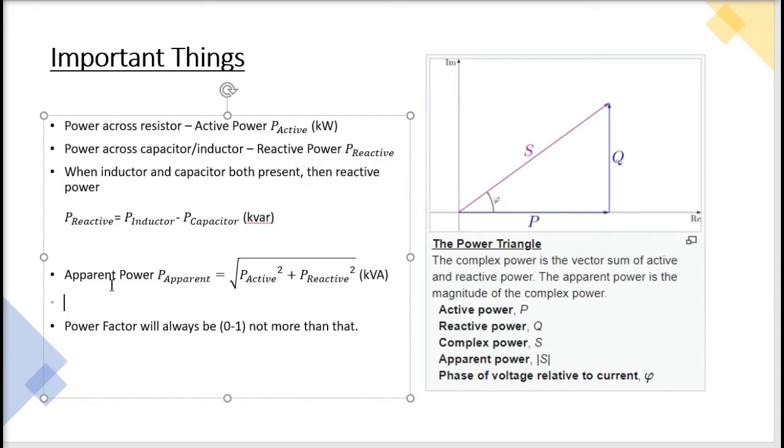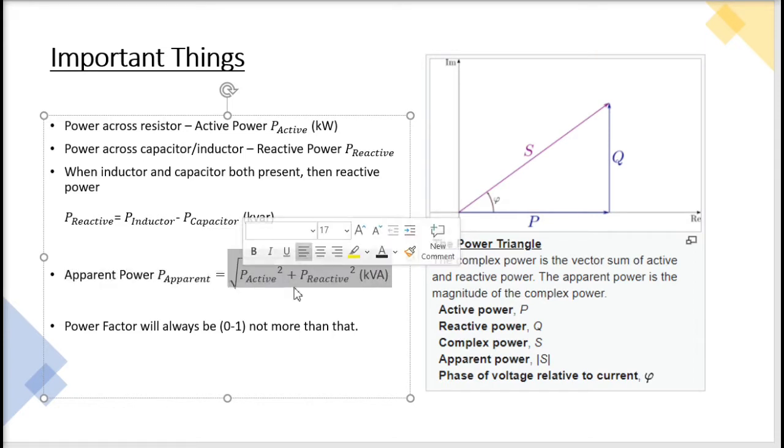So then the apparent power, this is how you have to find the apparent power. This is very important because when you have the inductor and the capacitor, or when you just have the capacitor, or the inductor, whatever. So when you have a resistor and a capacitor in a circuit, then you're obviously going to need this formula in order to calculate the apparent power.